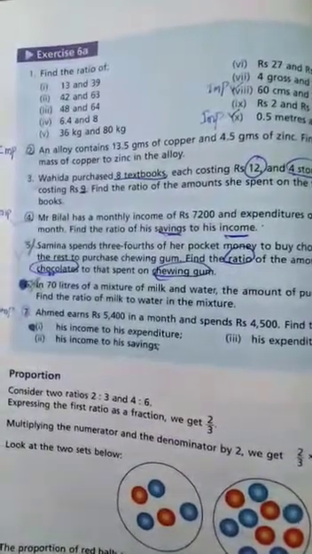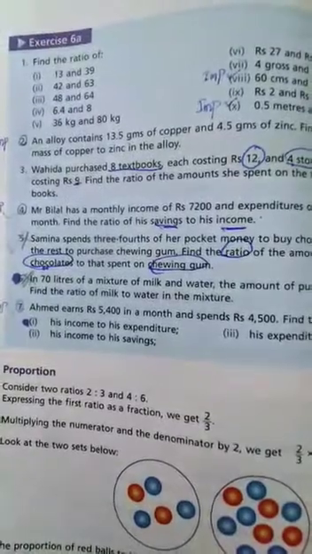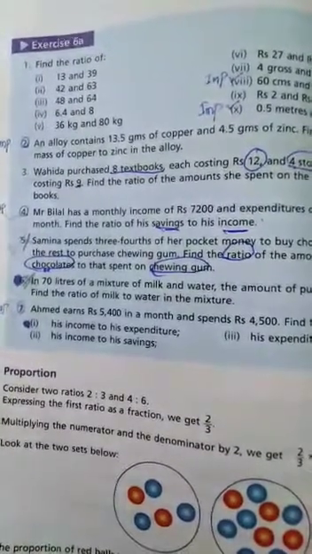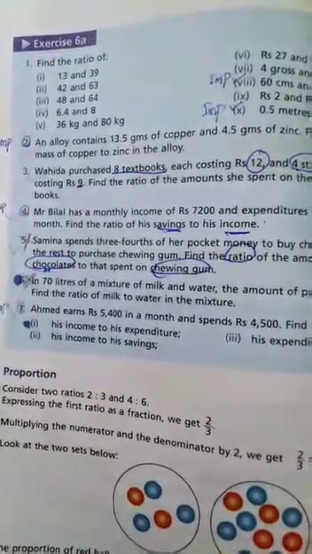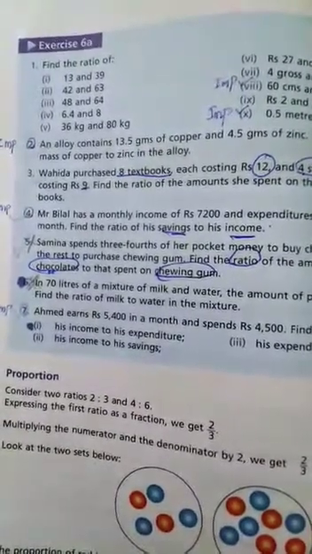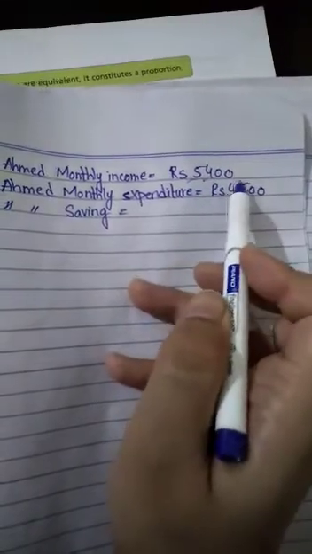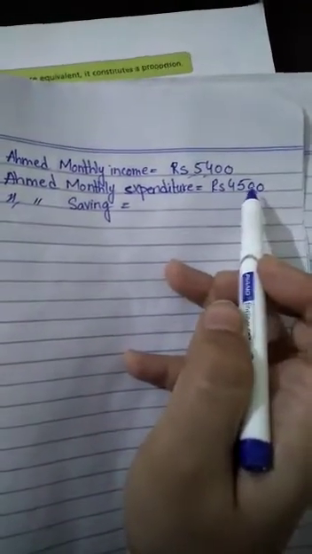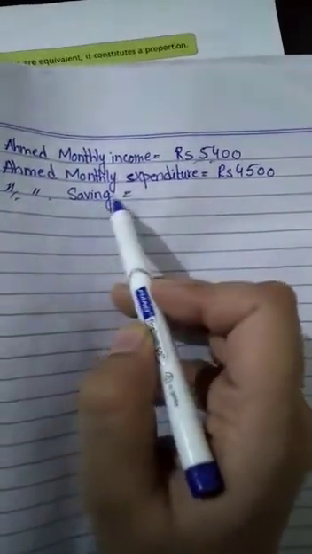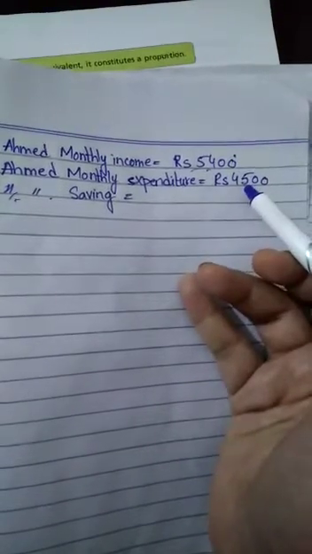I have solved question number 5, so question number 6 is your task. I am going to solve question number 7. In question number 7 they are talking about a person whose name is Ahmed. He earned rupees 5,400 in a month and spent 4,500. So the total earning of that man is 5,400, and the expenditure of his household is 4,500.